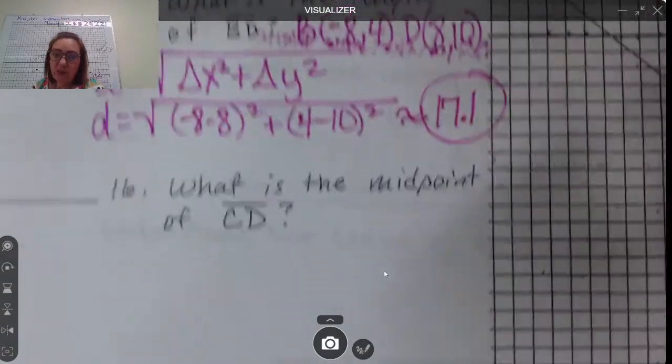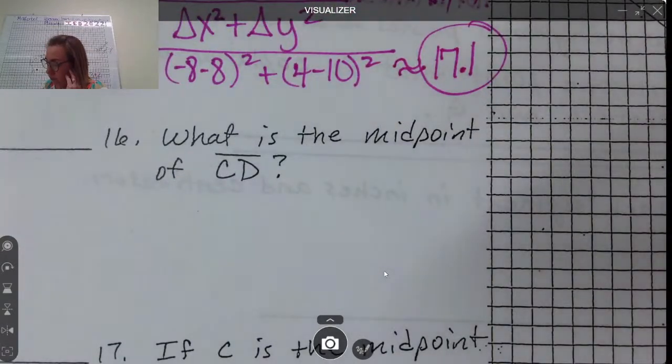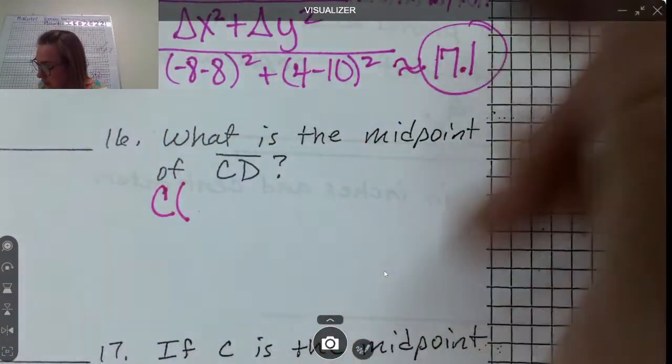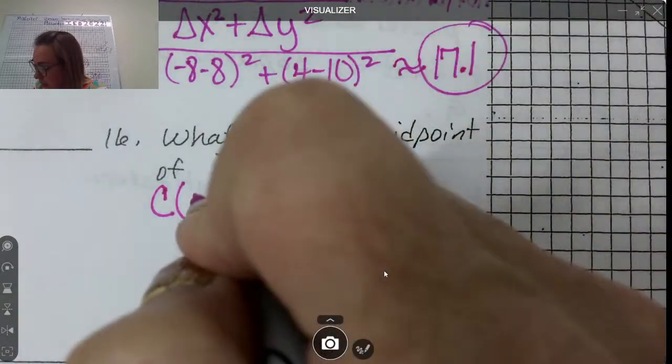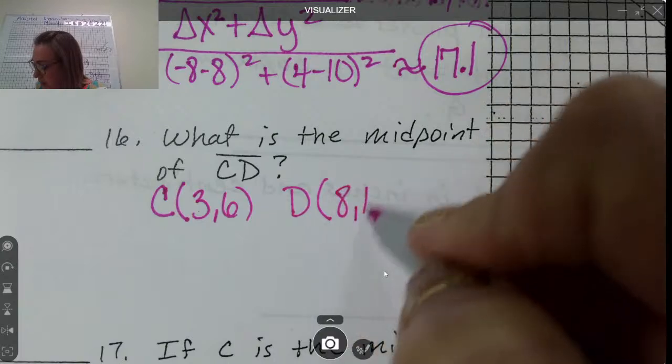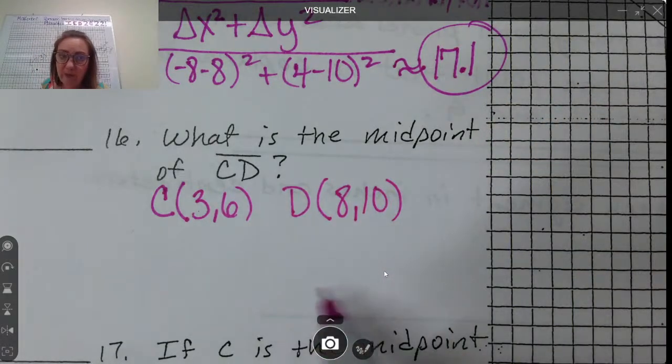Okay, number 16. What is the midpoint of CD? Now, we've already done C. We know that C's address is 3, -6. And we know that D's address is 8, 10. We already found those. We don't have to go back and re-find them.